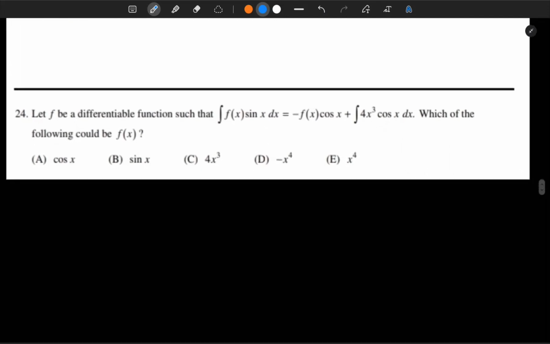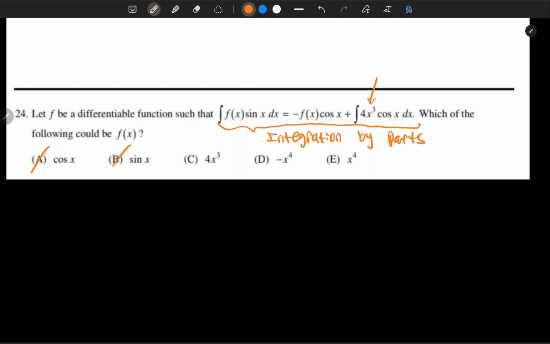Next, let f be a differentiable function such that the following holds. Which of the following could be f of x? Well, immediately we notice that this takes the form of integration by parts. Then we see here that we need some function that goes as x to the 4th, or at least x to the 3rd power. We're not sure which one yet, if you forget how to do integration by parts. So we know that A and B are both wrong.